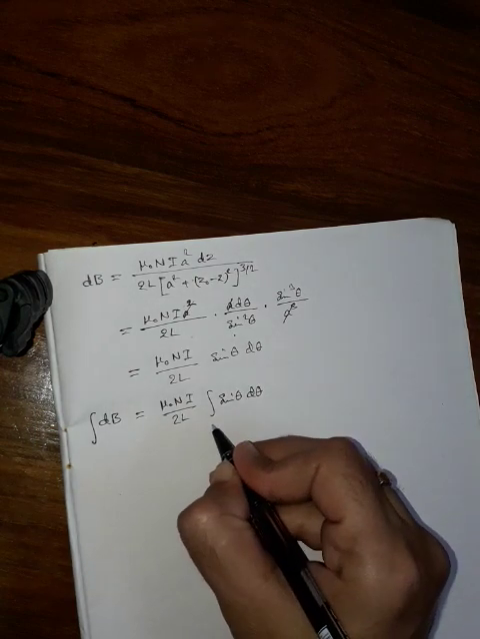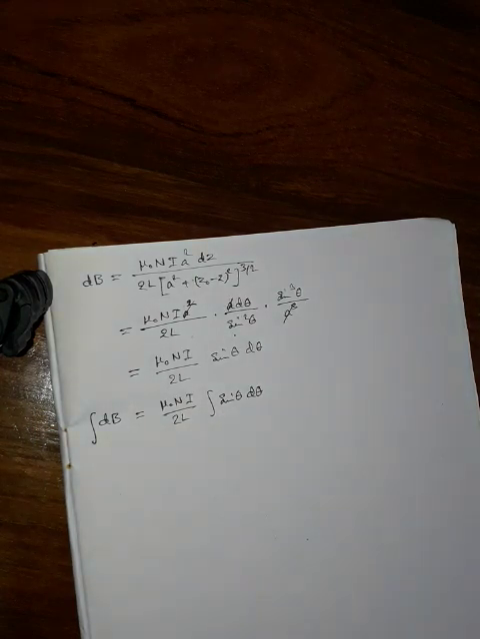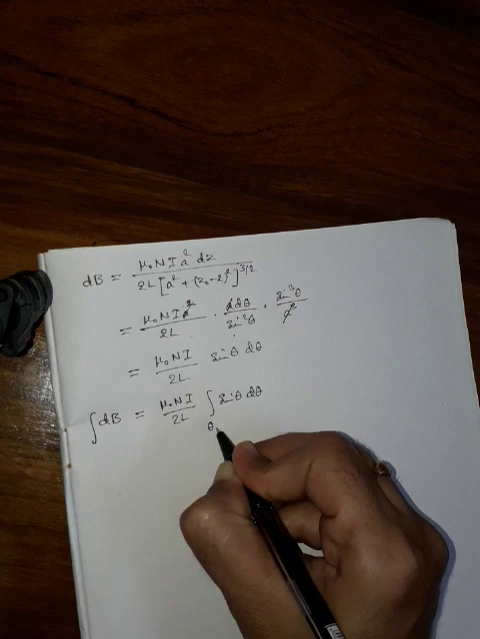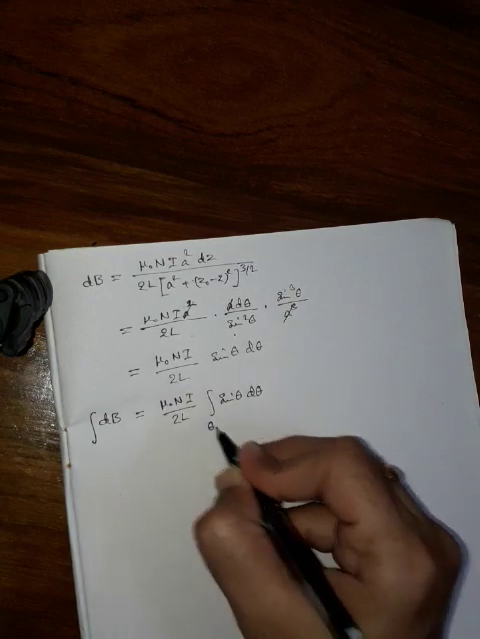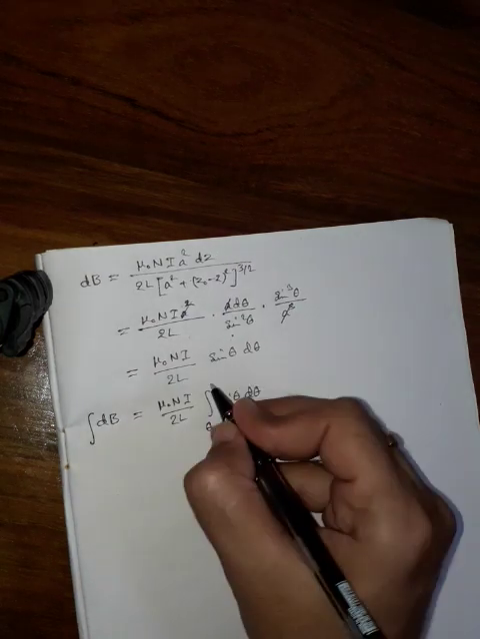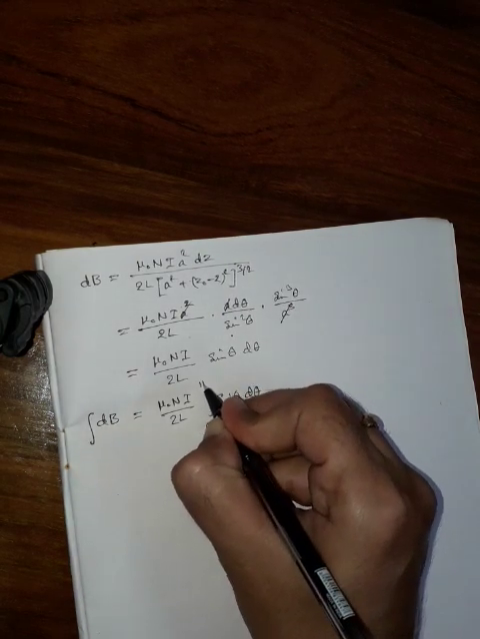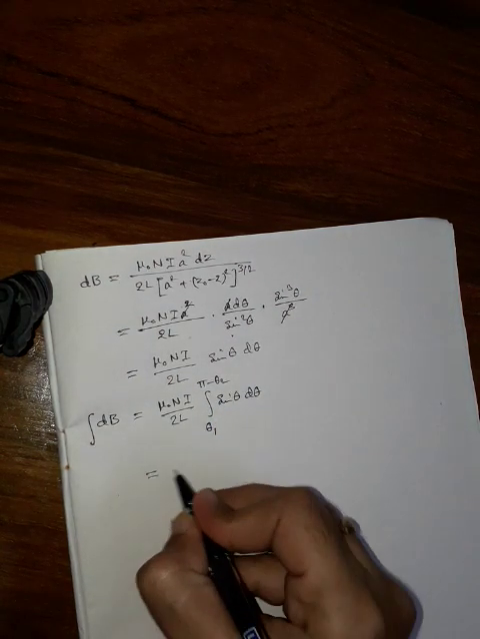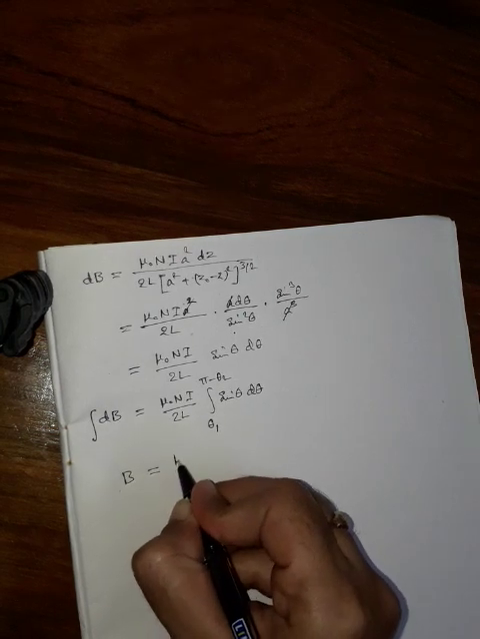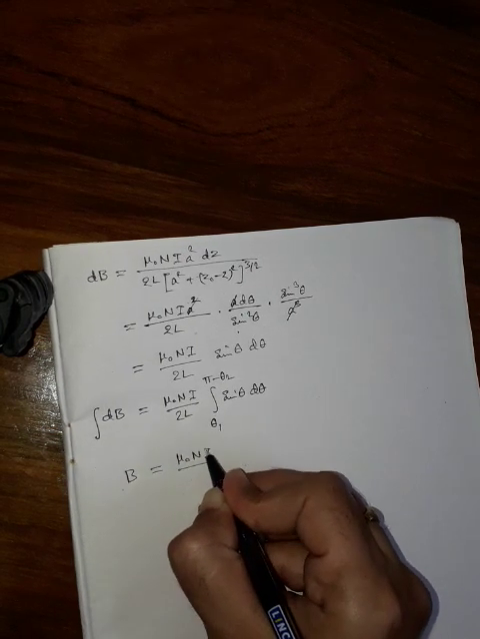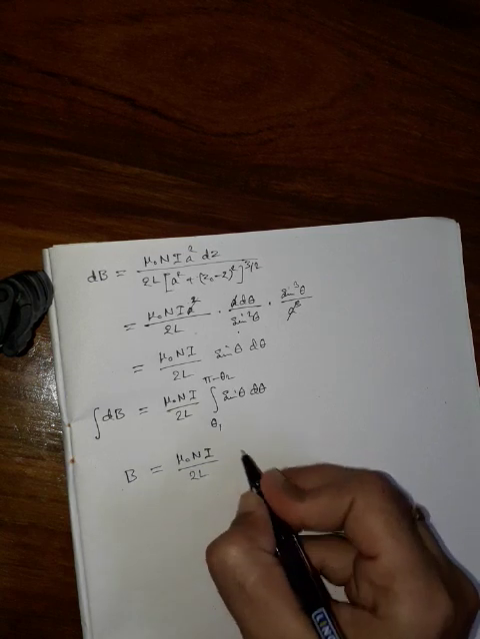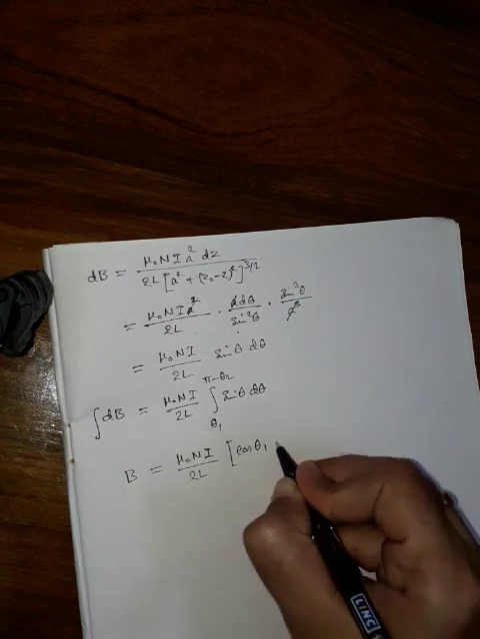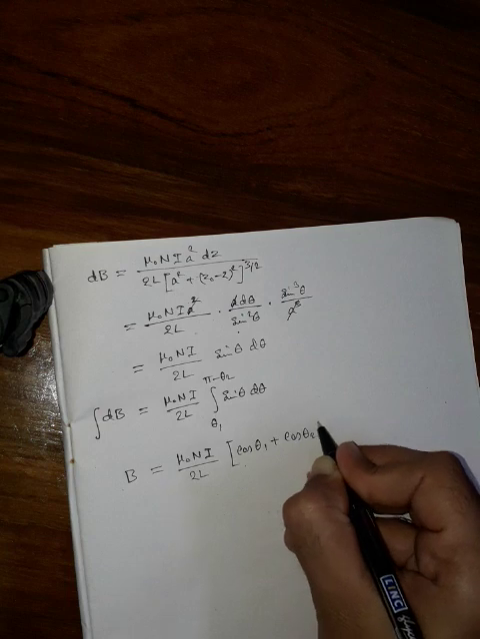Now we have to write the angle or integration limit. Here first of all we can write the lower integration limit is theta 1, and upper integration limit is pi minus theta 2. Therefore B is equal to mu 0 n I by 2l into cos theta 1 plus cos theta 2.